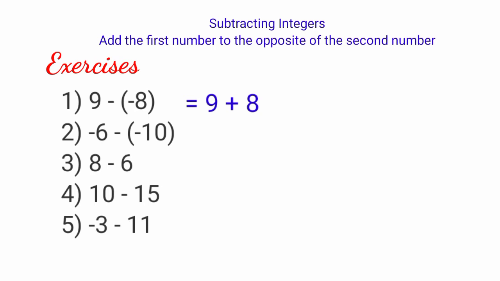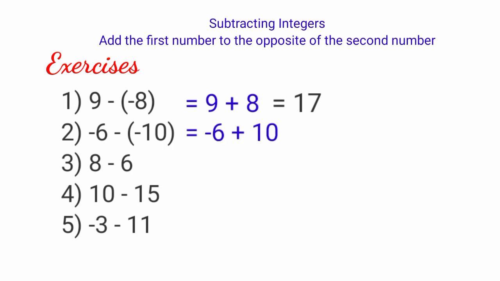Now 9 plus 8 is our regular addition, so we can simply get our final answer, which is 17. Therefore, 9 minus negative 8 is equal to 17. Next is number 2, negative 6 minus negative 10.